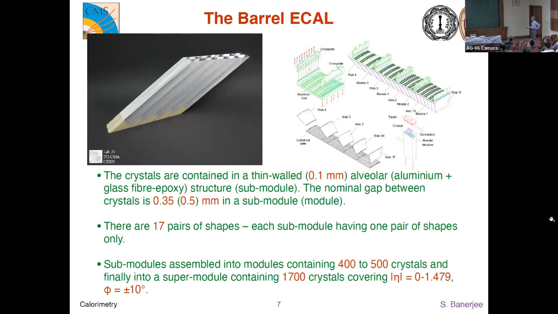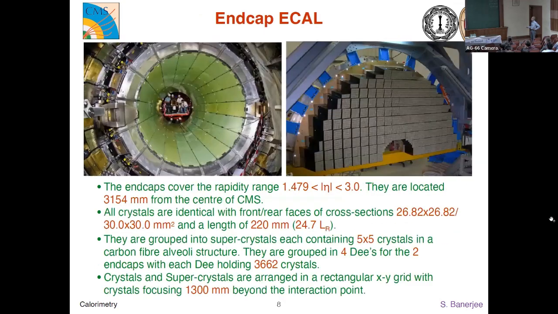So there are 17 pairs of shapes, one for the forward direction and one for the backward direction. The submodules are assembled into modules containing either 400 or 500 crystals. Finally, a supermodule covers an eta from 0 to 1.479. We have 36 such supermodules created from the barrel crystals.